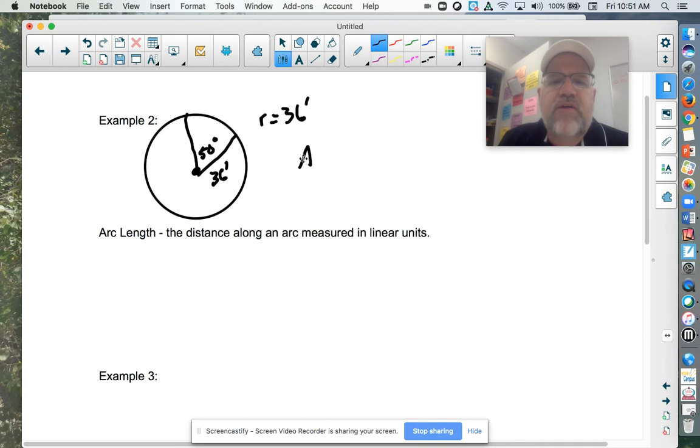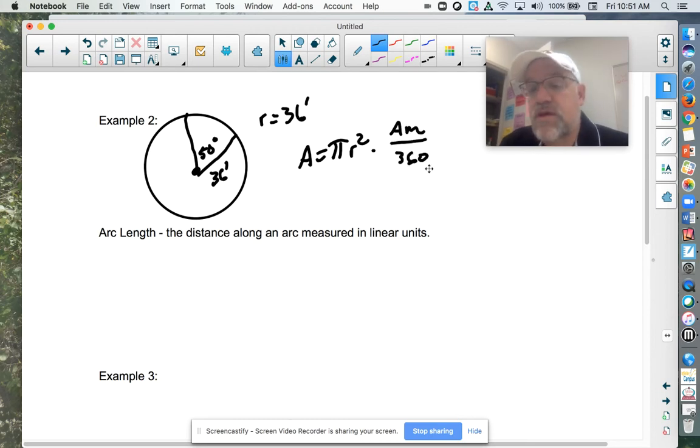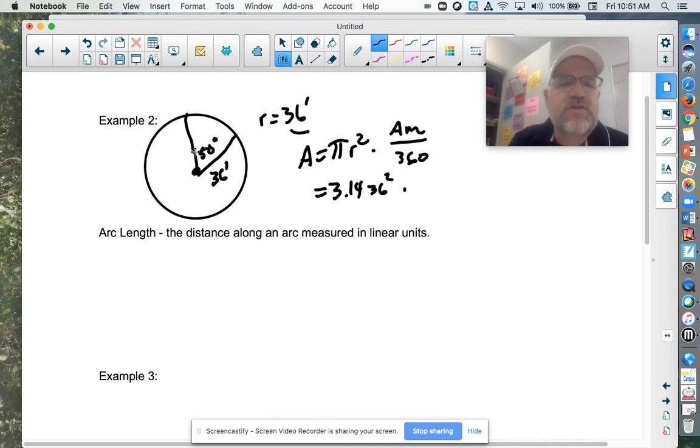A reminder, the area equals pi r squared times arc measure divided by 360. I kind of put some shortcuts, but you've got it written down already. So now let's just plug in what we know. Well, pi is 3.14. R in this case is 36 squared, times that arc measure. Well, this central angle is 50, so this arc measure is also 50 divided by 360. Now, if I plug this into a calculator, here I go, I'm reaching in, pulling out a calculator because I don't know this answer without doing it.